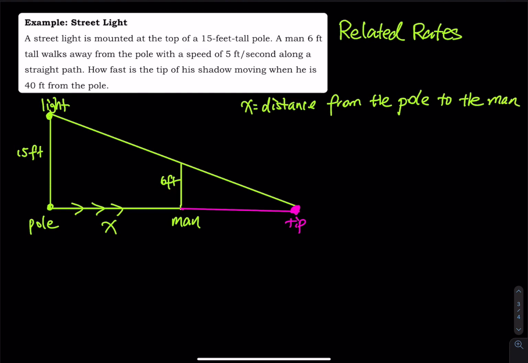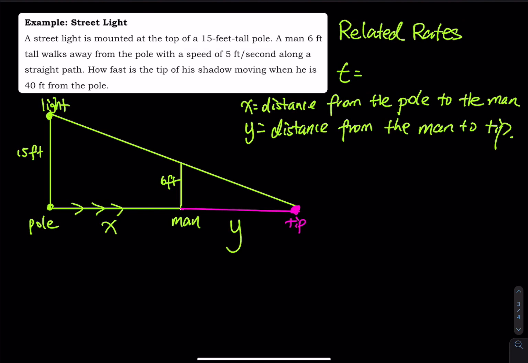And then I call this y. Y is the distance from the man to the tip of his shadow. Alright, so now we got x and y, and then there is a 5 feet per second. So that is the rate of change of x with respect to time. And by the way, t is the time in seconds. So dx/dt, the rate of change of x with respect to t, is 5 feet per second.